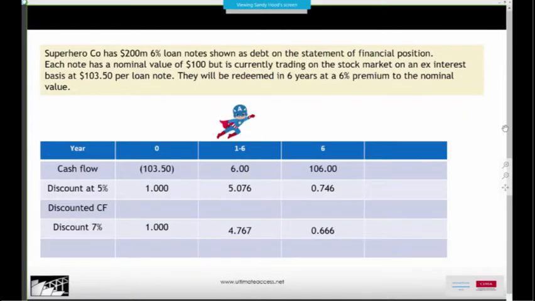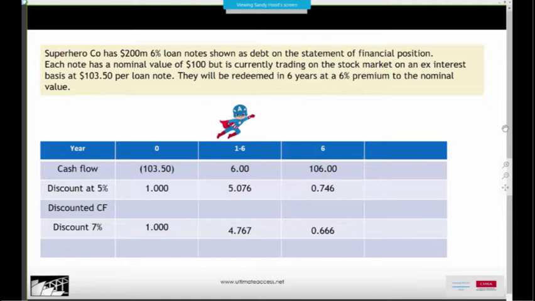So in this particular case, I found two discount rates that I applied to the cash flows. So the cash flows are that somebody buying one of these bonds would pay $103.50 today, and then in each of the years 1 to 6 would receive $6 of interest, and then in year 6 would receive $106, because of course they're getting the 6% premium on top of the nominal value, and then discount it.